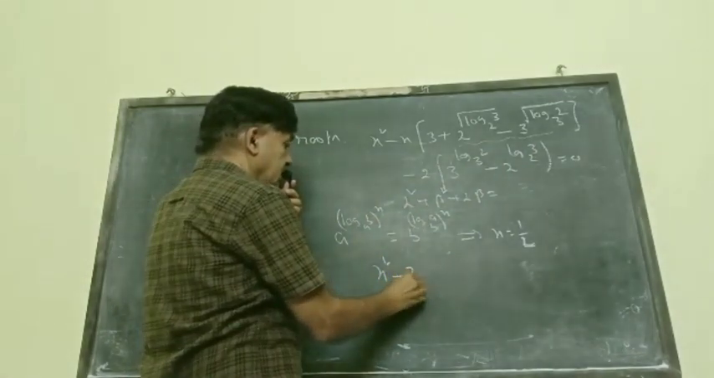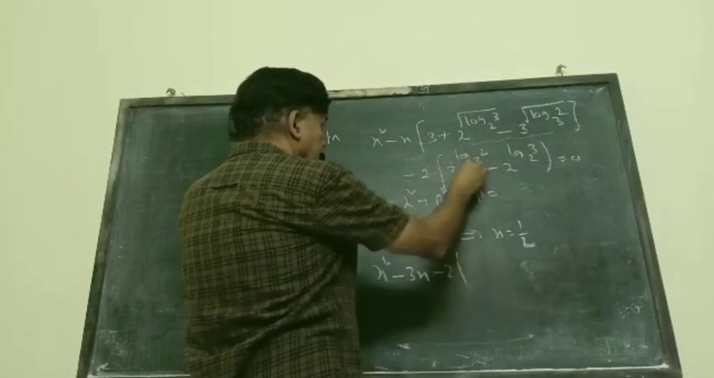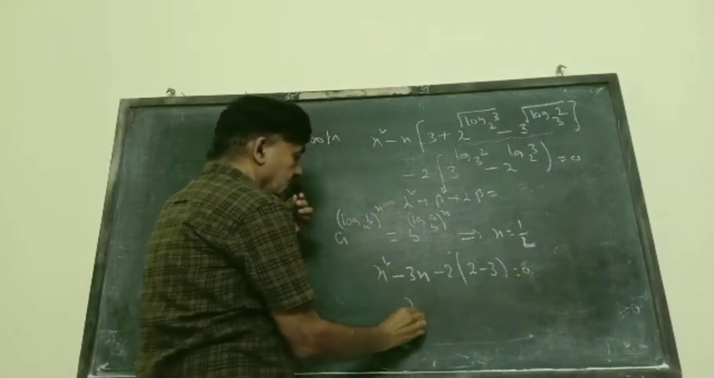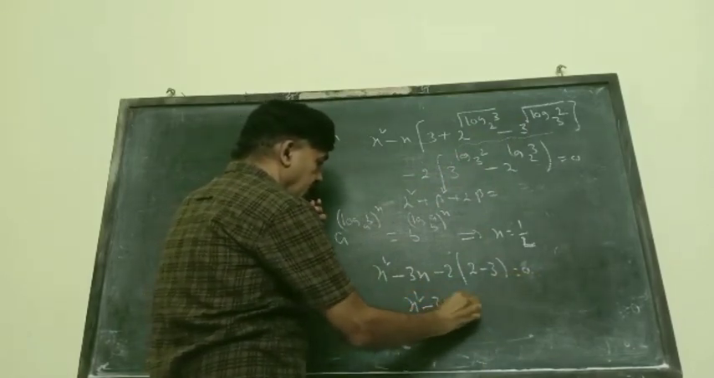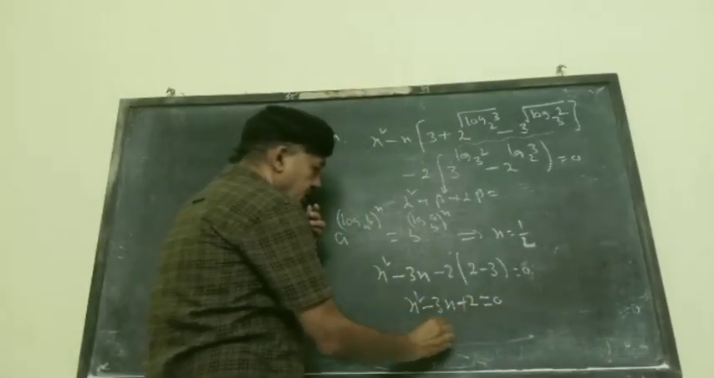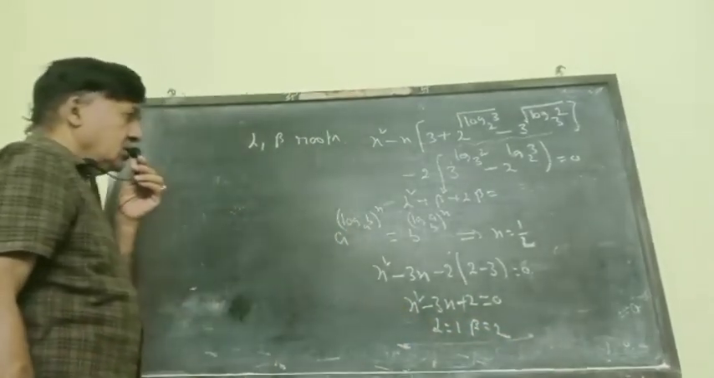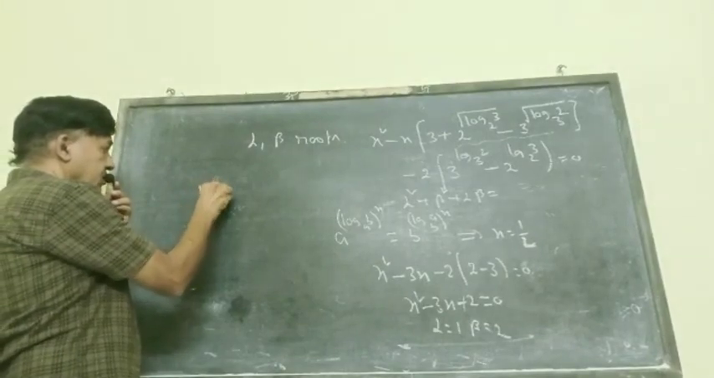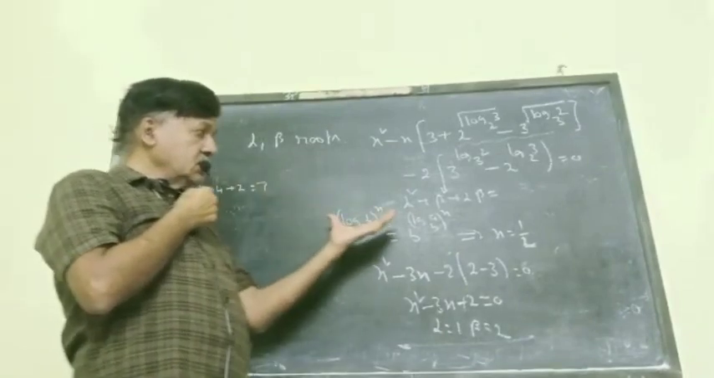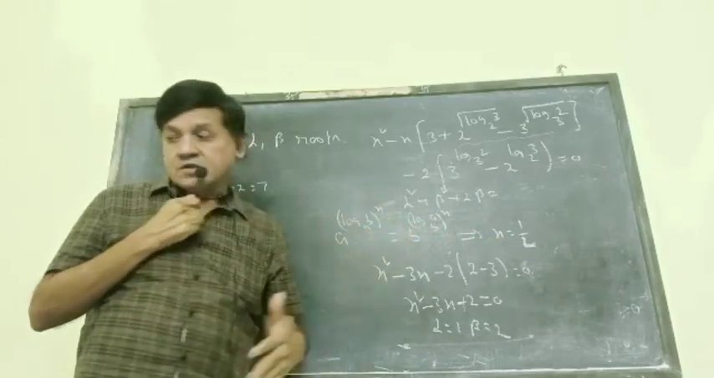x square minus 3x, because this is 0, minus 2 into this is 2 minus 3, is equal to 0, which is as good as x square minus 3x plus 2 is equal to 0. If you solve this, alpha is 1, beta is equal to 2. You substitute 1 plus 4 plus 2, which is 7. So this is the importance of this result, I think you have seen. So this is a very important result.